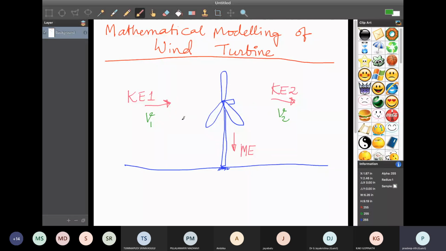So what is the kinetic energy? It will be half m v1 square. Whereas here the kinetic energy will be half m v2 square. And simply I can write the mechanical energy extracted is nothing but half m (v1 square minus v2 square).